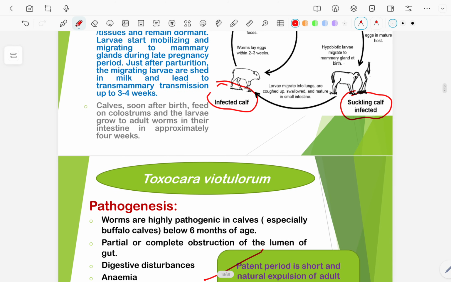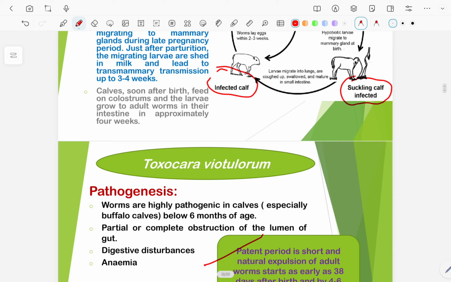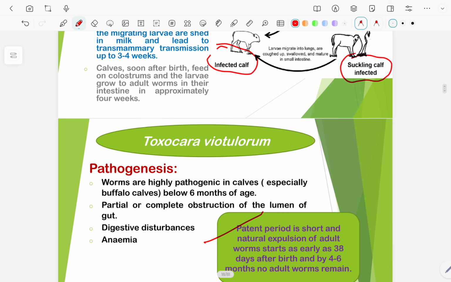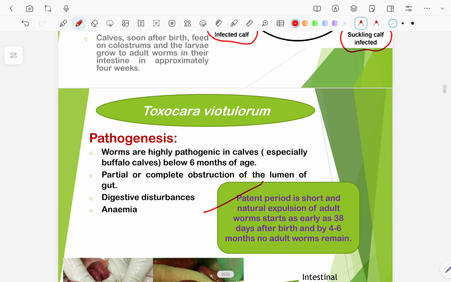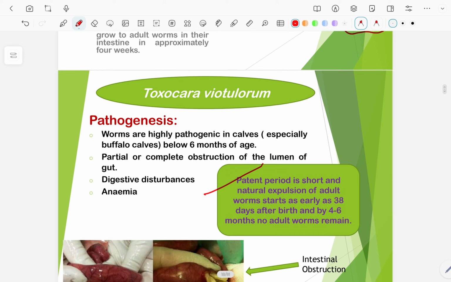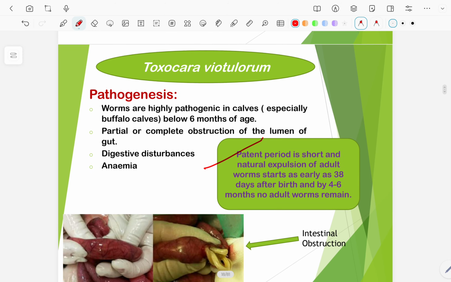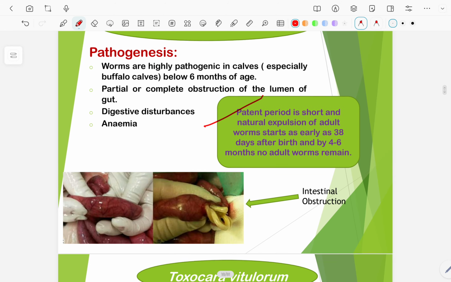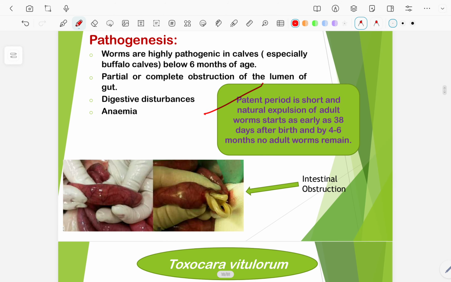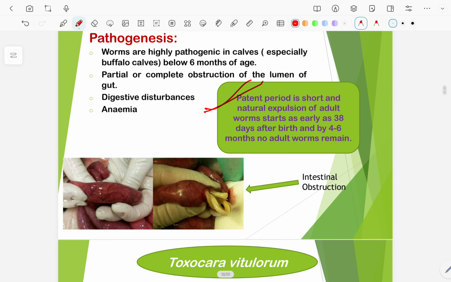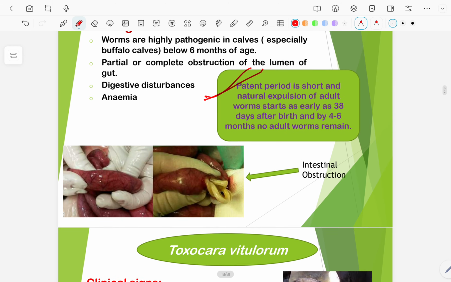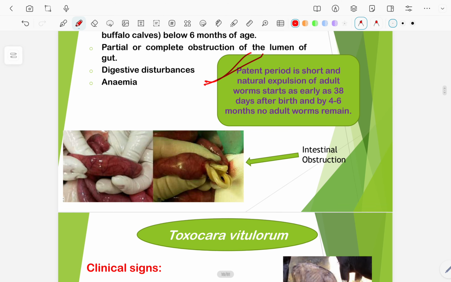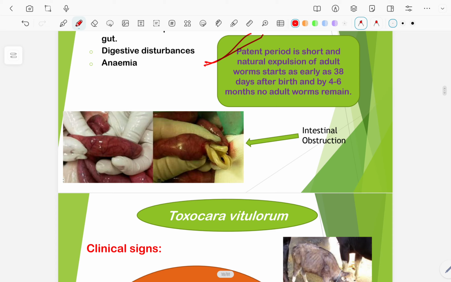Calves soon after birth feed on colostrum, and the larvae grow to adult worms in their intestine in approximately 4 weeks. Toxocara vitulorum pathogenesis: worms are highly pathogenic in calves, especially buffalo calves below 6 months of age. Partial or complete obstruction of the lumen of the gut, digestive disturbance, anemia. The patent period is short, and natural expulsion of adult worms starts as early as 38 days after birth; by 4 to 6 months no adult worms remain.